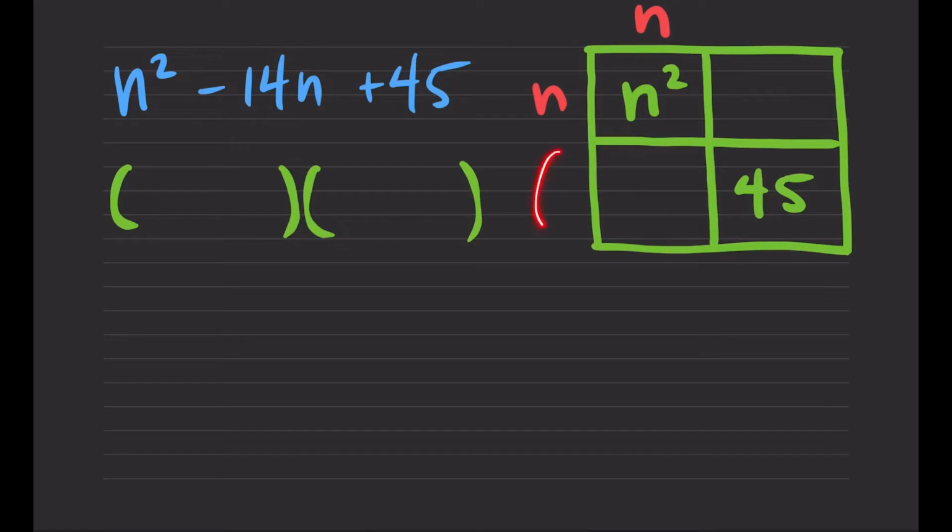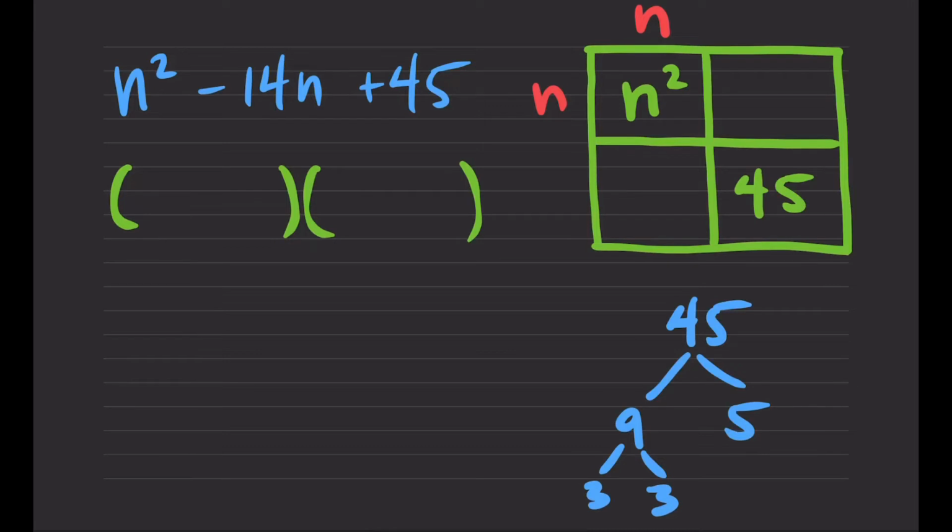And I also know that what goes here and goes here, those two things, when I multiply them together, I get positive 45. So let's start off by looking at the factors of 45, because there's only so many factors of 45, whereas there's many, many things that add together to get negative 14n. So let's start off by listing some of the factors of 45 that we know. I'll start off by making a quick factor tree of 45. So here's 45, and I know that 45 is equal to 9 times 5, and 9 is equal to 3 times 3.